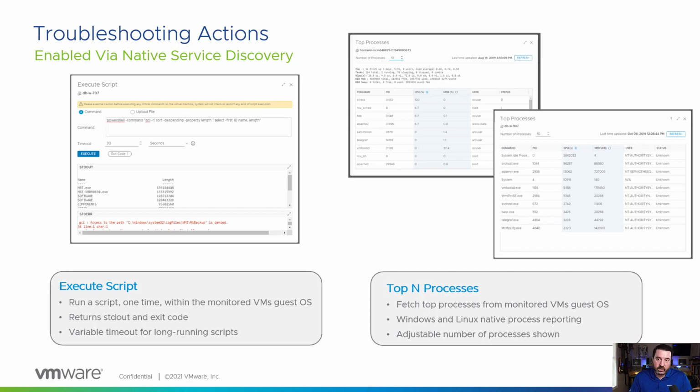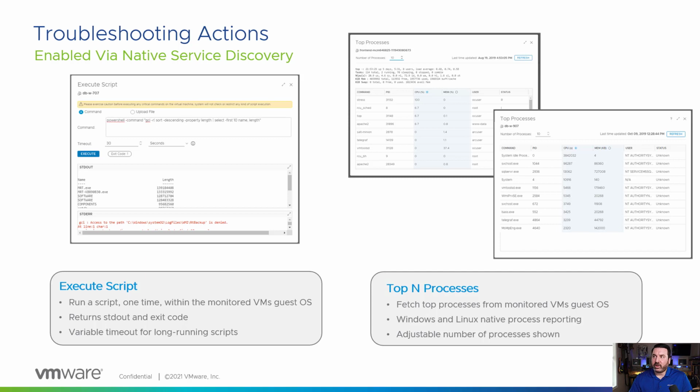Then there's also script execution. So if there's a command that I need to run on a virtual machine to further troubleshoot or to resolve an issue, I can do that through service discovery. I can execute a script from within there. And vRealize Operations will give you the output too. So it's not like you just run a script and vRealize Operations tells you whether it's successful or not. If you need to get more information to help you troubleshoot better, we can provide the output of that script within vRealize Operations.